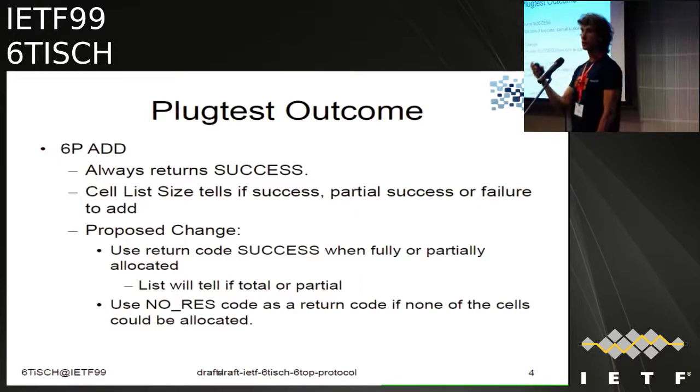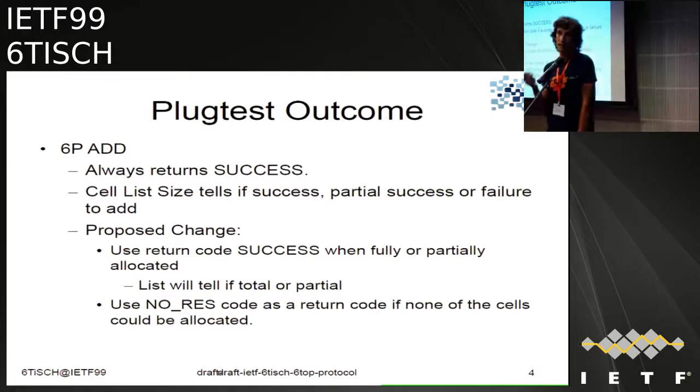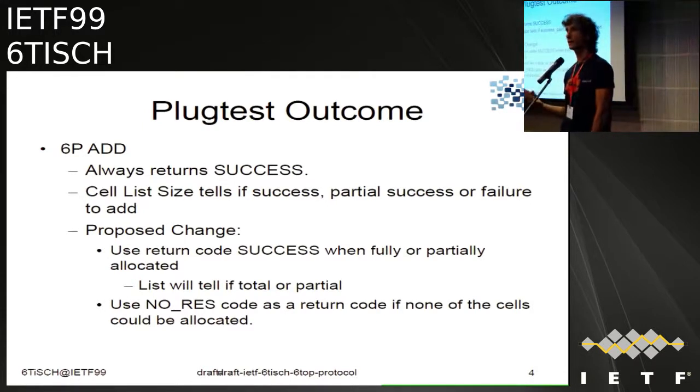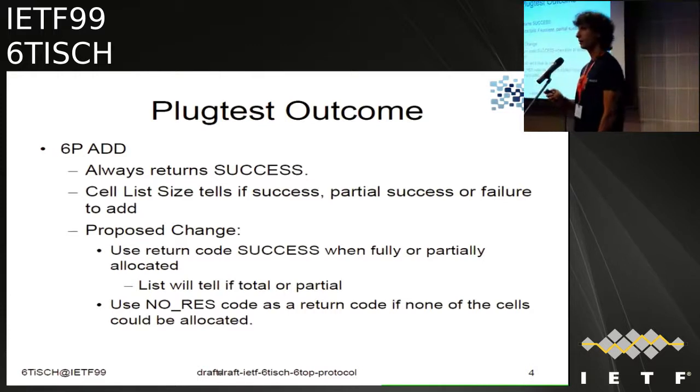So there are some complaints on the implementation saying, okay, but I need to look at the list, and I know because the size of the list is zero that I couldn't allocate them. But this is kind of a strange case because you are saying success, but you cannot allocate any. So the concern here is whether we have to use a no resource response instead, or only, or another code, as you indicated, Tengfei. So that's one of the possible things that we can improve. I don't know if there's any comment on this.